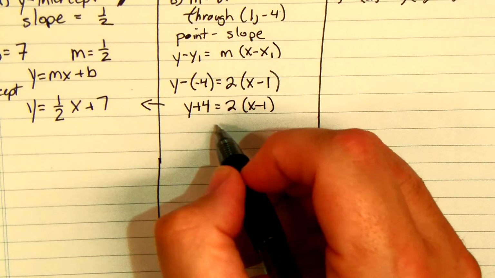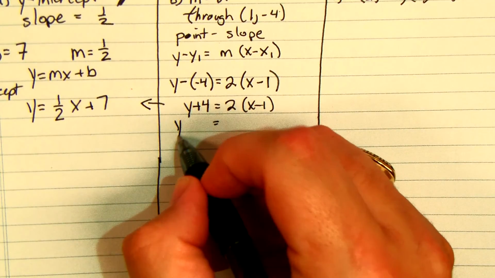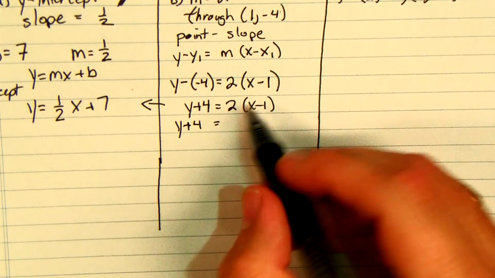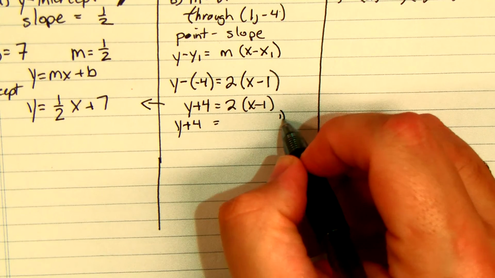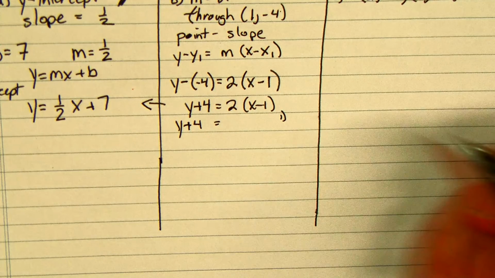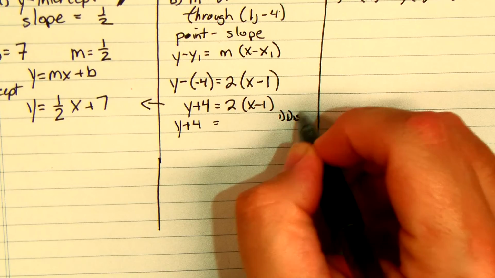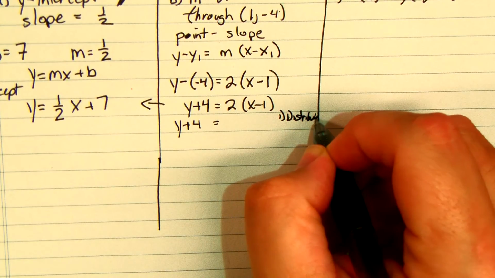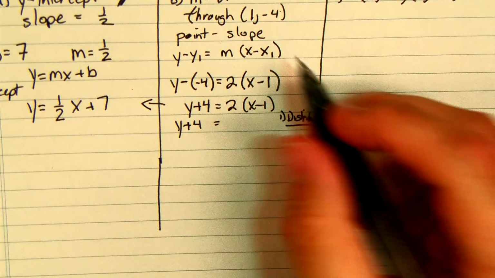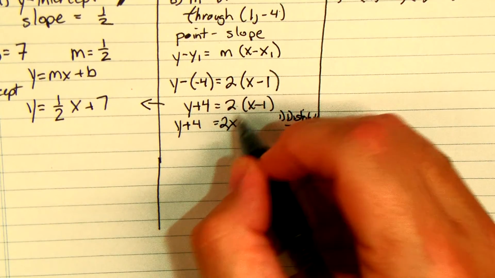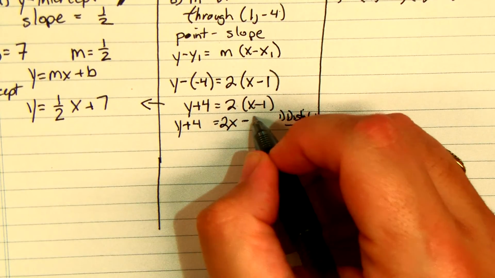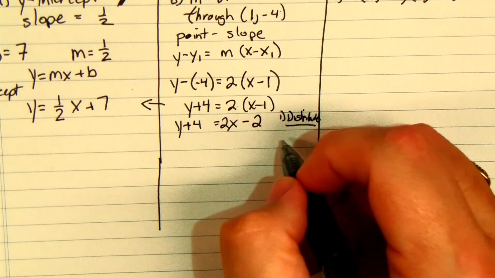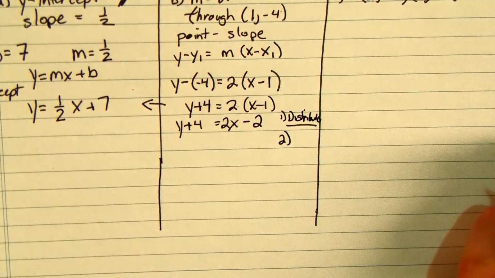On the left-hand side, you're still going to get y plus 4. But in the first case, the first step is always the same. What are we going to do with that 2? Distribute. So the first step is always the same. You distribute. So it's 2x. What's 2 times -1? -2.